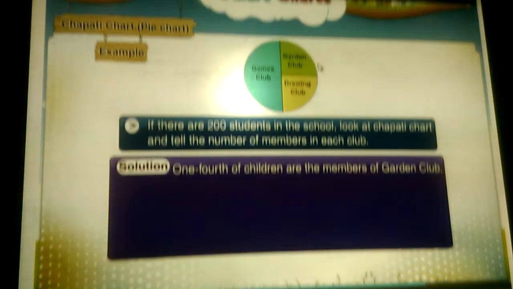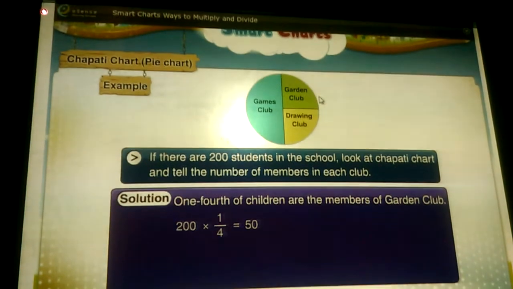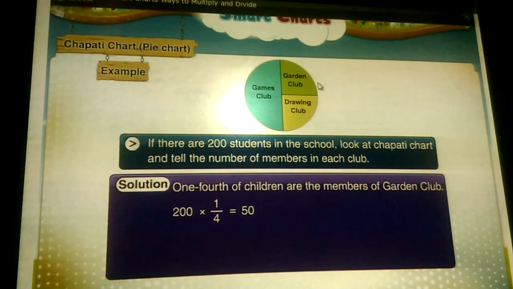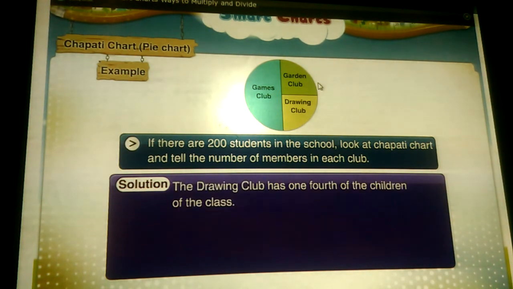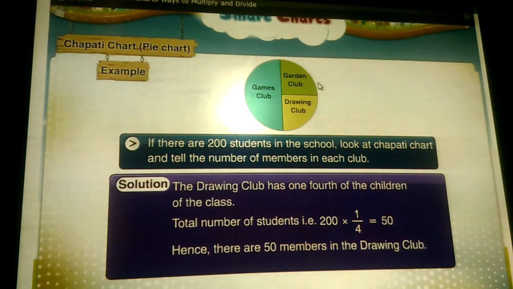1/4 of the children are members of the garden club. So, multiply 200 by 1 upon 4, we get 50. Hence, the garden club has 50 members. Similarly, to find the number of children in the drawing club, multiply the total number of students, which is 200, by 1 upon 4. We get 50. Hence, there are 50 members in the drawing club.